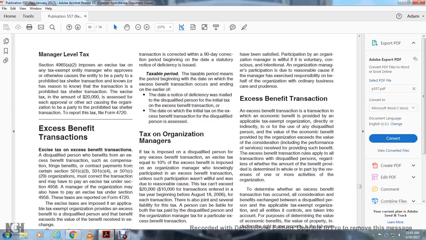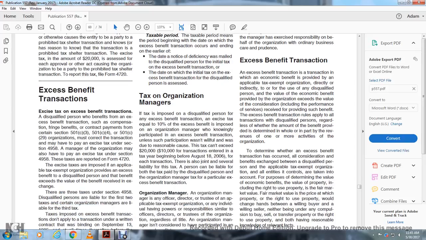All right, the excess benefit transaction. An excess benefit transaction is a transaction in which an economic benefit is provided by an applicable tax-exempt organization, directly or indirectly, to or for the use of a disqualified person, and the value of the economic benefit provided by the organization exceeds the value of the consideration, including the performance of services, received for providing such benefit. The excess benefit transaction rules apply to all transactions with disqualified persons, regardless of whether the amount of the benefit provided determines the whole or part of the revenues of one or more activities of the organization.